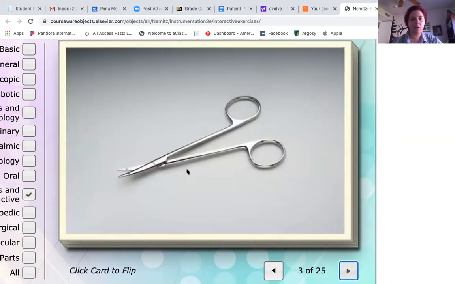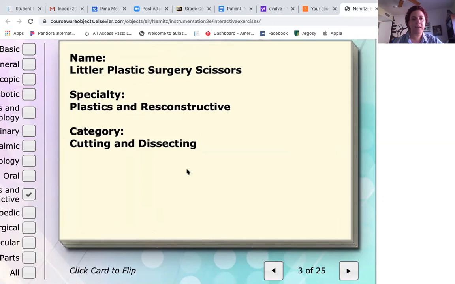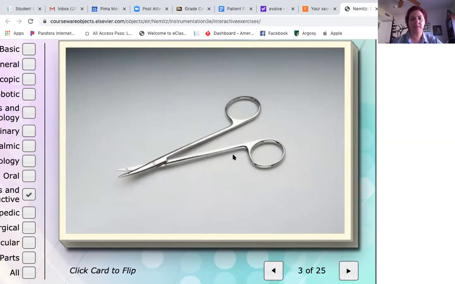This one here, let's take a look at him. Does this crack you up, the littler plastic surgery scissor? It's littler than all the rest. I don't know, littler than what? The Metz? It pretty much looks like a Metzenbaum scissor, but it's going to be shorter. Okay.